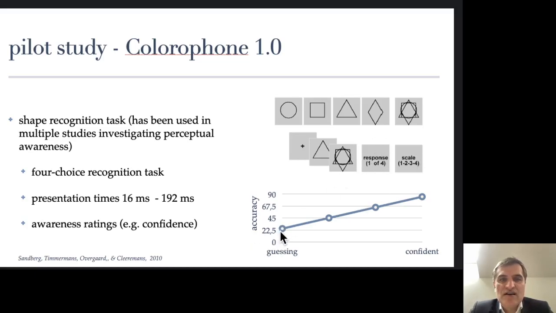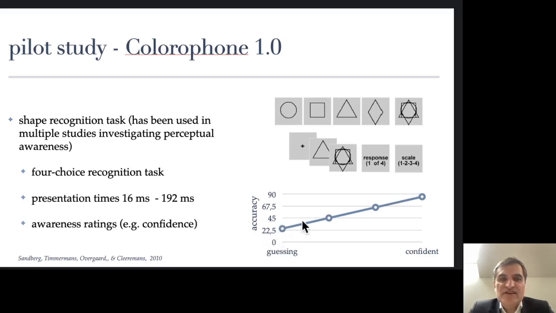If they are not confident, they are guessing, and if they are confident, they give the higher, like 3-4 responses. So one is guessing, two is not sure, three is almost confident, and four is confident, let's say. For example, these are the labels you can think about in the context of this scale.